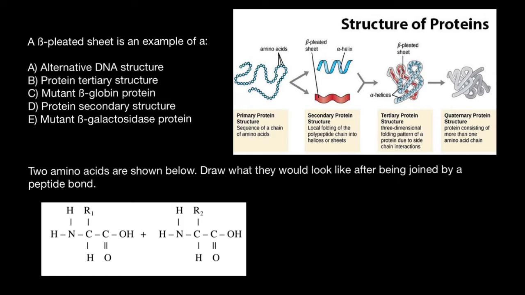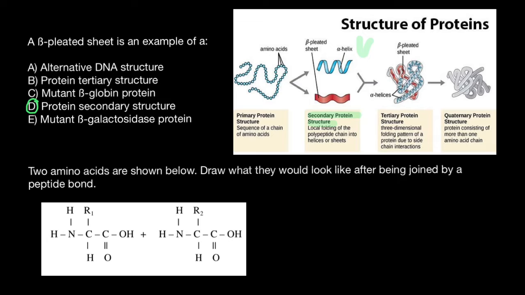And the last one would be quaternary protein structure. It is protein made of multiple polypeptide chains, so 2 and more. So as you see, beta-pleated sheet is an example of secondary protein structure, and this is answer D.